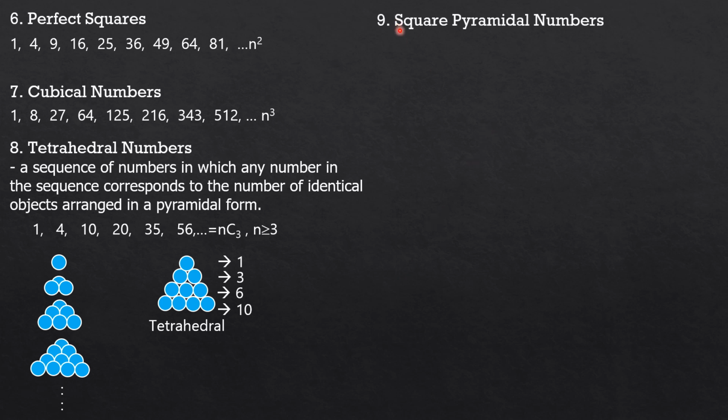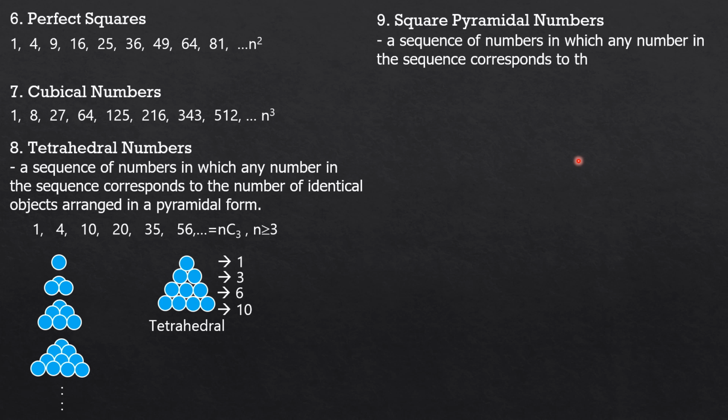Next is square pyramidal numbers. So just like this, except that the number of identical objects in each layer are perfect squares. So 1 is placed over 4, 4 is placed over 9, 9 is placed over 16, 16 is placed over 25, 25 is placed over 36, and so on and so forth.